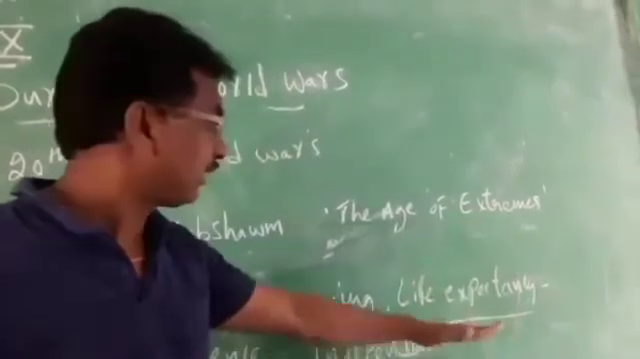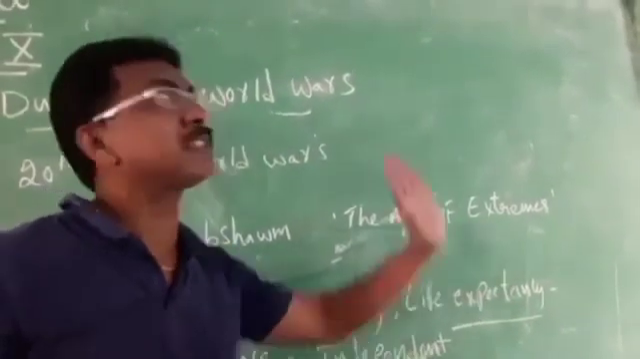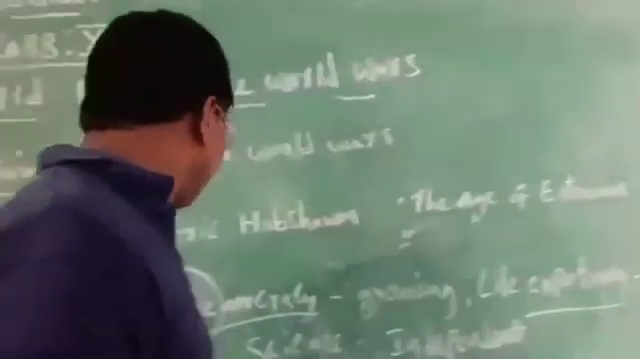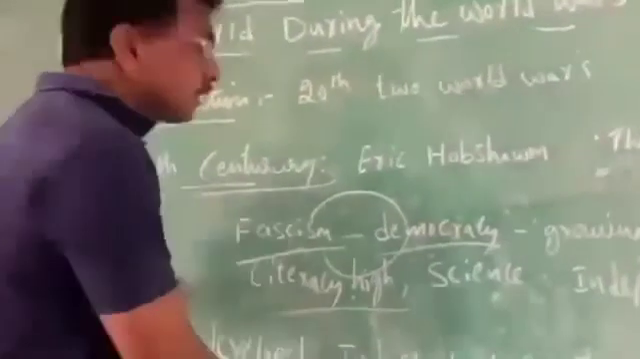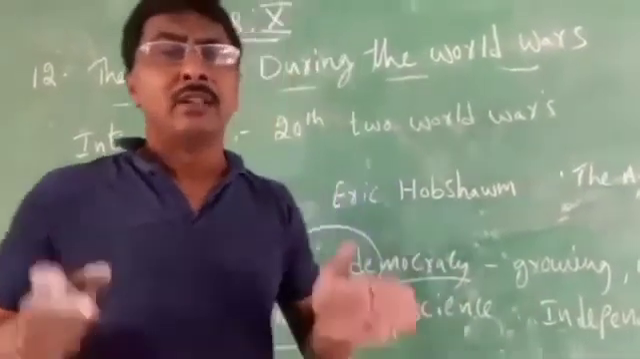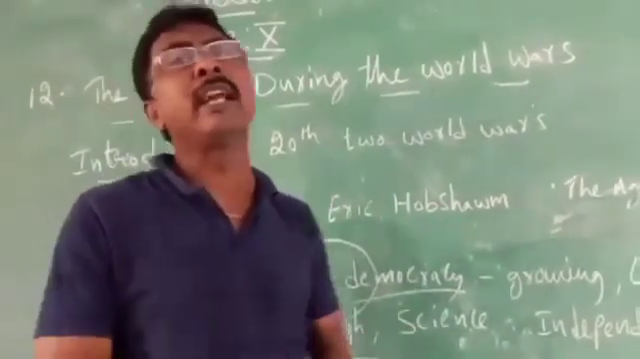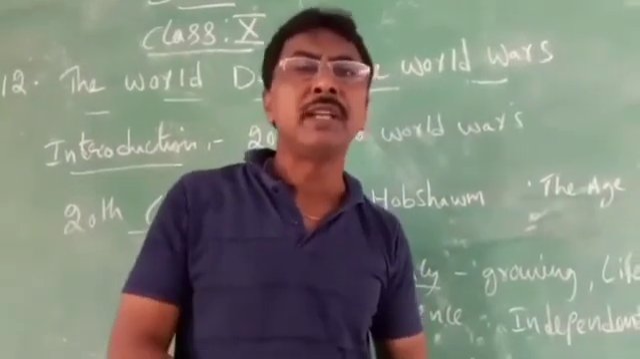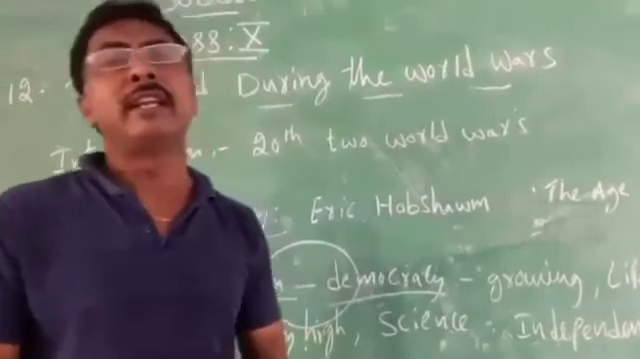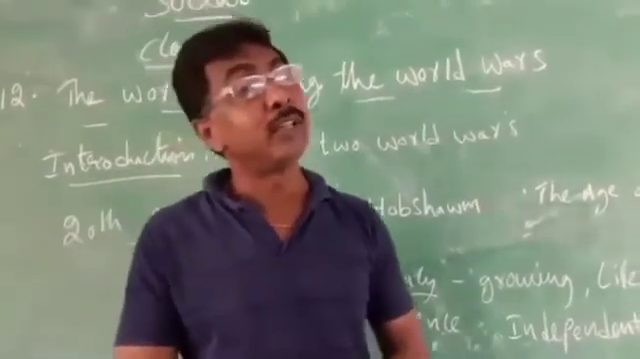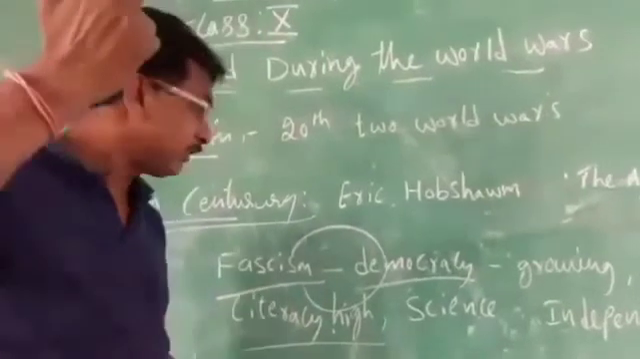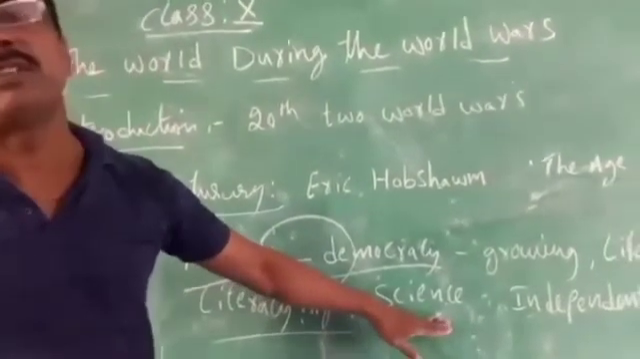Everything was developed, so the life expectancy started growing. And another one, the literacy rate became high. Literacy means what? The people who know reading and writing are called literate. So in the 20th century, literacy increased, life expectancy increased, and science and technology developed.